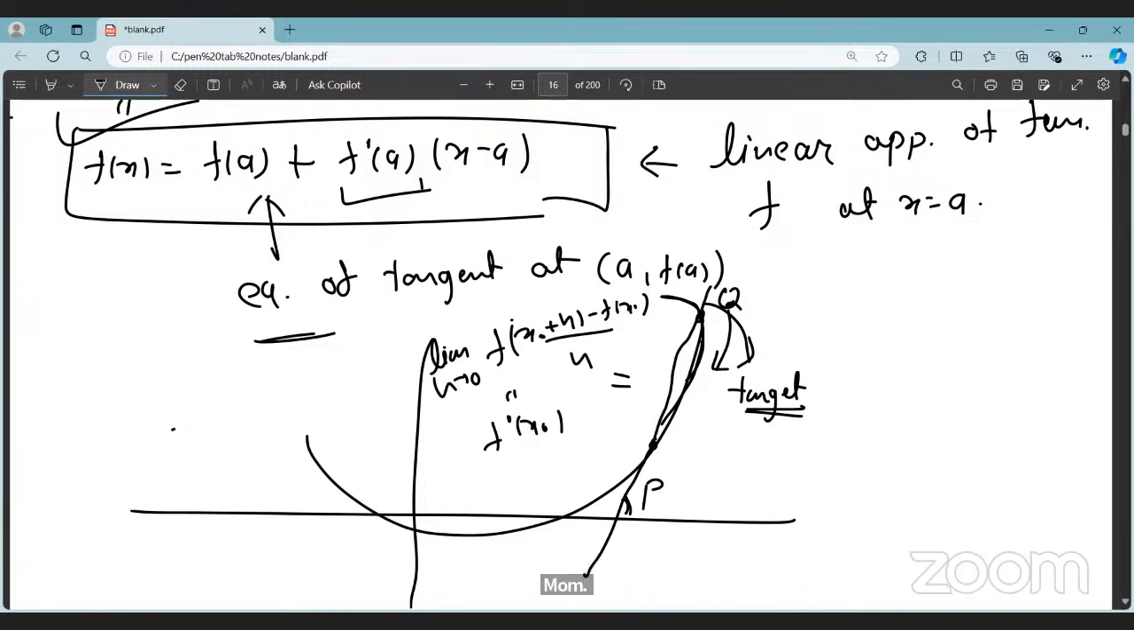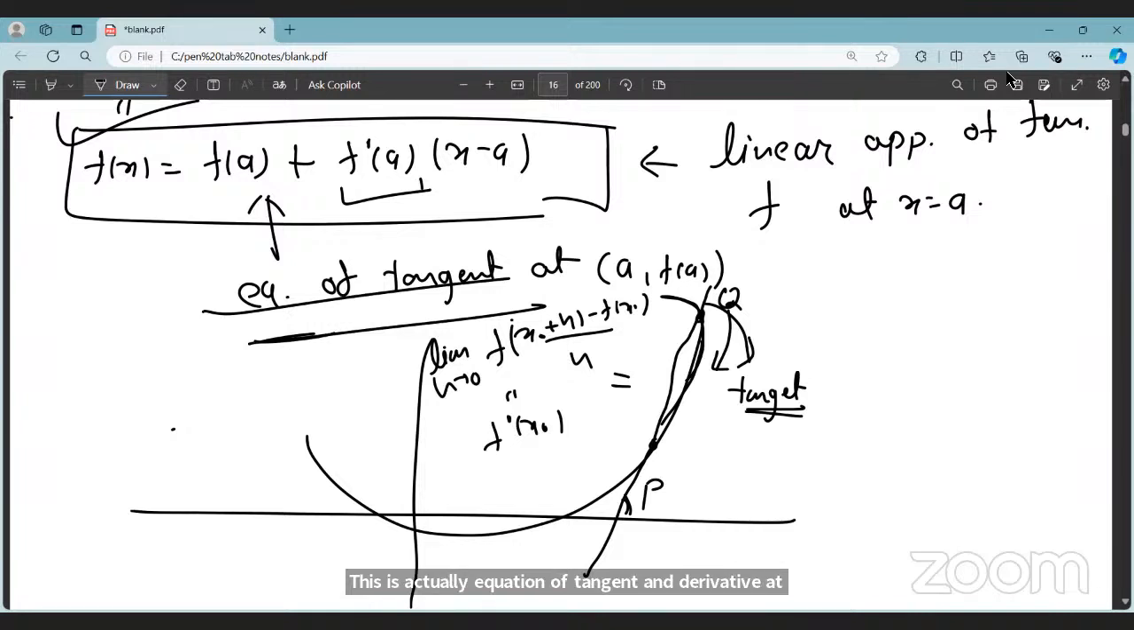Ma'am, from the equation you have written here, f of x is equal to f of a plus f dash a times x minus a, this is actually the equation of the tangent, and the derivative at a particular point will give us the slope of the tangent only. So, ma'am, first we calculate the slope, and then we write the equation of the tangent. Is it correct? Yeah, in some sense it will be correct.